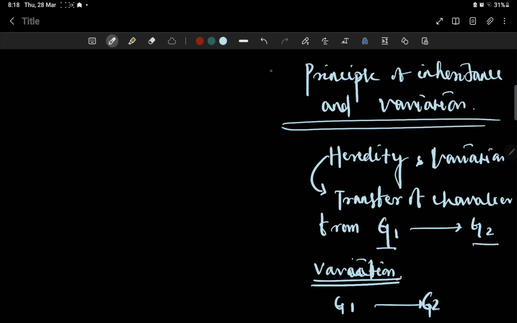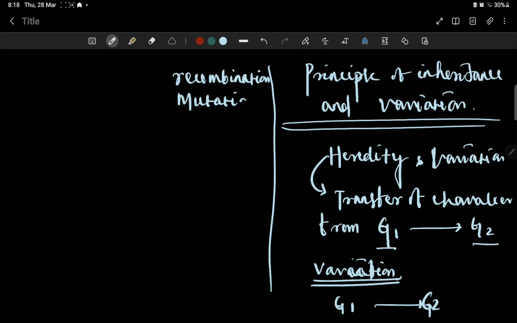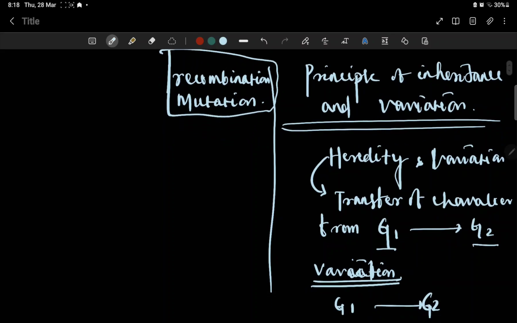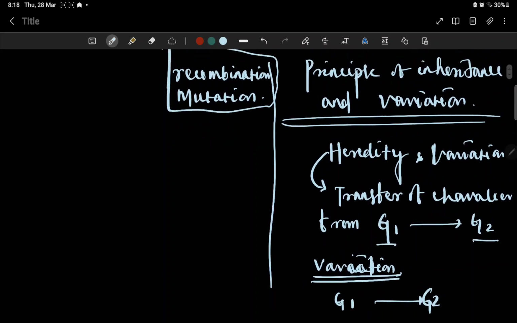Variation basically happens due to two things: one is recombination, and the other is mutation. We'll understand these two things later. These are the two things which are the cause of variation.